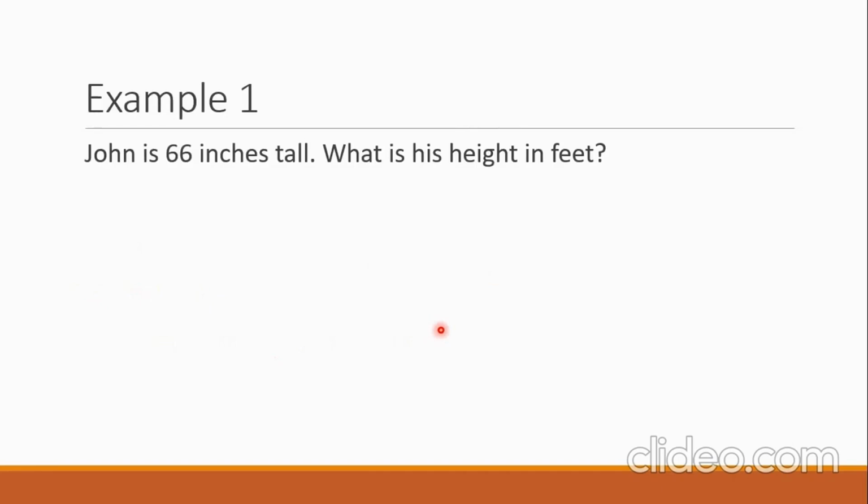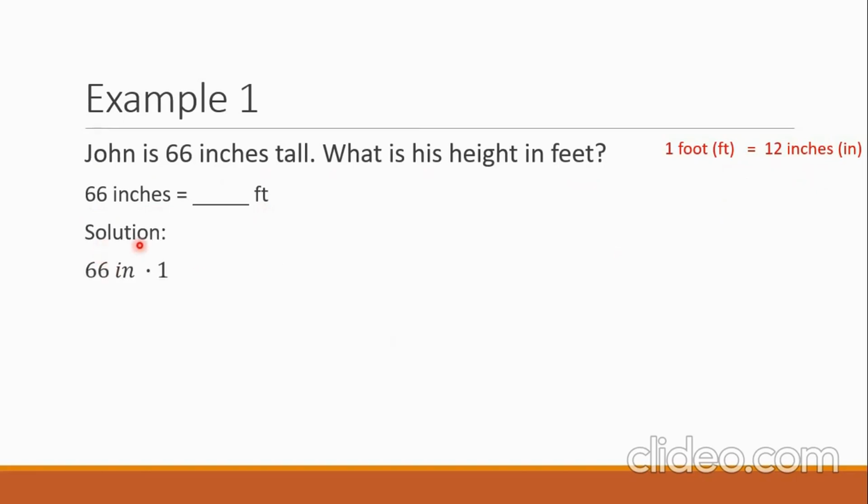Let us consider example 1. John is 66 inches tall. What is his height in feet? We can rewrite the problem like this: 66 inches equals blank feet. We understand that 1 foot equals 12 inches.